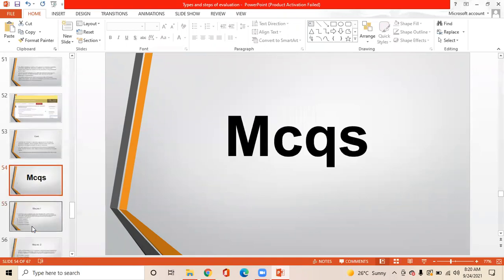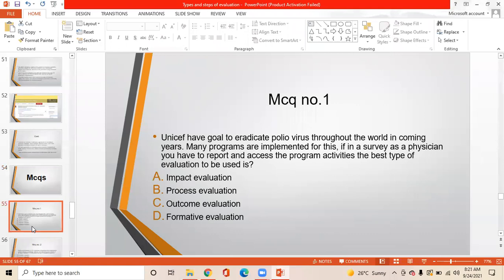Now coming towards the MCQs. First MCQ is: UNICEF has a goal to eradicate poliovirus throughout the world in coming years. Many programs have been implemented for this. If in a survey, as a physician, you have to report and assess the program activities, the best type of evaluation to be used is: option A is impact evaluation, B is process evaluation, option C is outcome evaluation, and option D is formative evaluation.